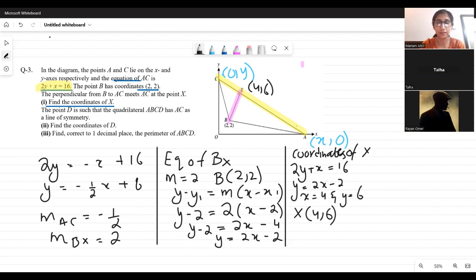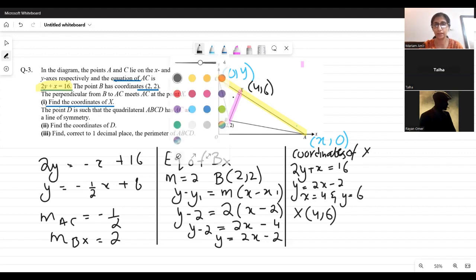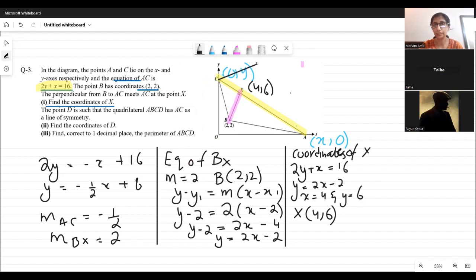The point D is such that quadrilateral ABCD has AC as line of symmetry. If you guys remember from O levels, what is the line of symmetry? So if this yellow line is the line of symmetry and you have a point D, then it will be somewhere over here. And you'll get this kind of figure, which is a kite. This is what it means when AC, the yellow line, is the line of symmetry.